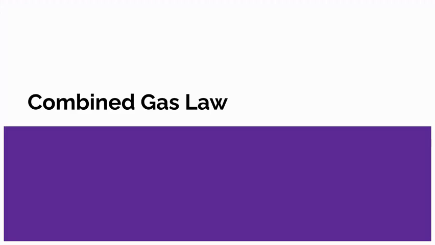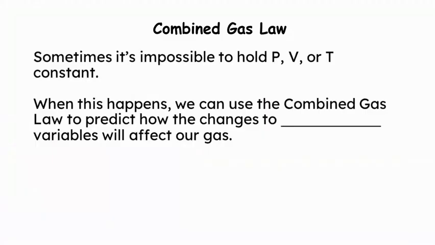Talk about the combined gas law. Sometimes it isn't possible to hold P, V, or T constant. When this happens, we can use the combined gas law to predict how the changes will affect multiple variables. You will notice that the combined gas law is just like it sounds. It's a combination of Boyle's, Charles's, and Gay-Lussac's laws.